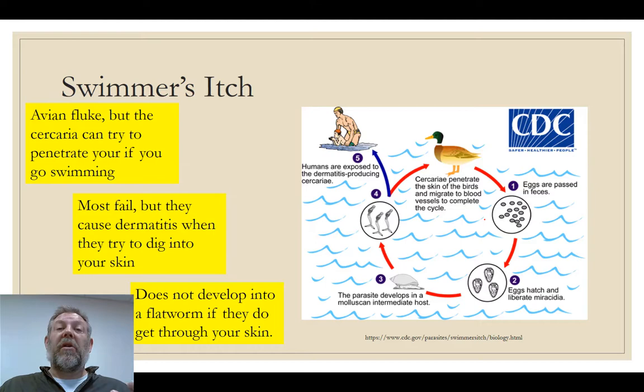If you've ever had swimmer's itch, or if you're familiar with it, this is what's happening: those cercaria are trying to burrow through your skin, but they can't, but it inflames the skin and gives you an itch. Sometimes they are able to burrow through, but since humans aren't the definitive host, you don't actually catch a fluke from them. This is a fluke that infects waterfowl. But again, you see how most of the life cycle of this fluke depends upon water.